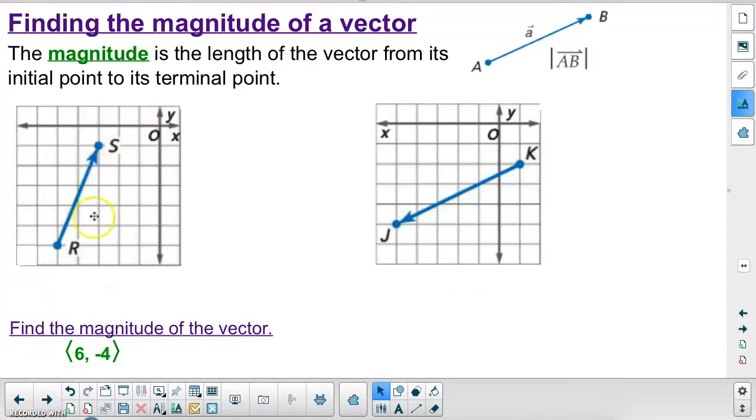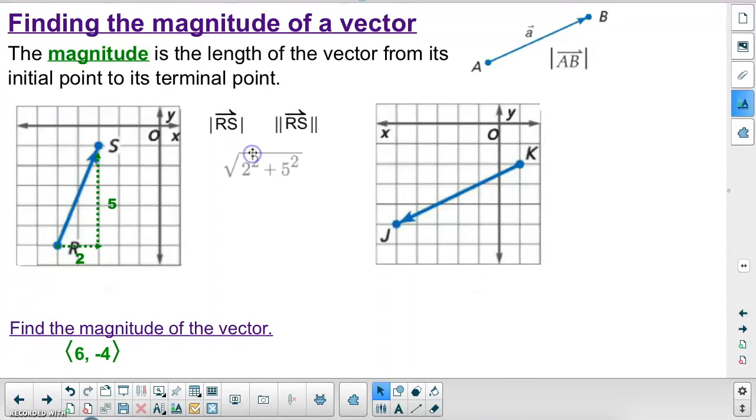So let's find the magnitude of this vector. Well, we notice here that we're starting at R and moving towards S. So we're moving right 2 and up 5. Notice that this creates a right triangle. Therefore, we can use Pythagorean theorem to find the length of that vector. So we would notate the magnitude of RS in this way. You might also see the notation with double bars to differentiate it from absolute value.